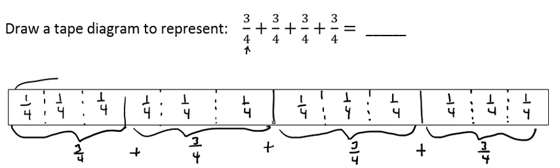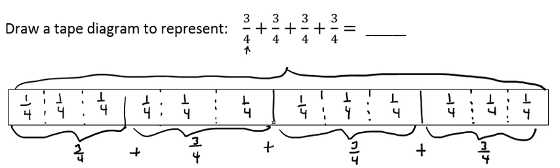The question then is, how many fourths do I have in all? Well, since there's 3 in each section and I have 4 sections, that means I have 12 fourths. So the answer is 12/4. I could also show this answer as a mixed numeral or whole number. If it takes 4 to make a whole and I have 12, then that means I have enough to make 3 wholes.